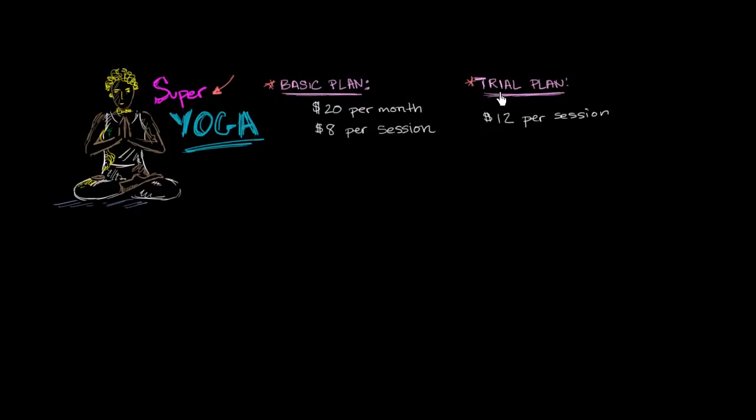The trial plan, if you just want to try things out, you can come to any of the sessions, and it's going to cost you $12 per 1-hour session. But if you like what you're doing here, you might want to get a monthly membership. That'll be $20 per month. You can view that as the basic plan. It's $20 per month, and then you get a discount per session. It'll only be $8 per session.